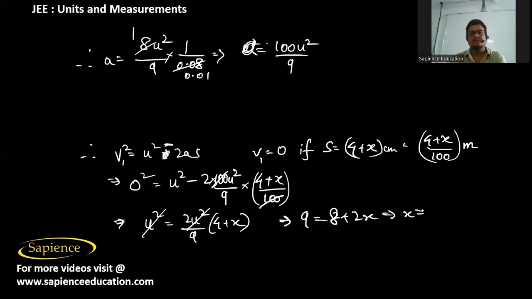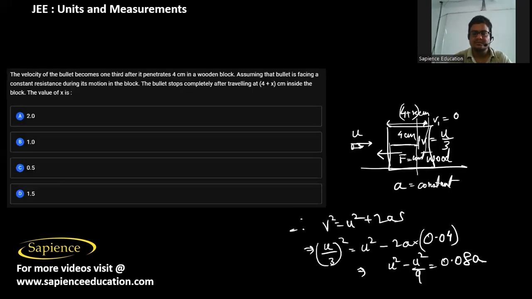So x equals 1 by 2 meter, which is 0.5. Sorry, x is 0.5 centimeter. So x will be equal to 0.5. So option C is the correct answer.